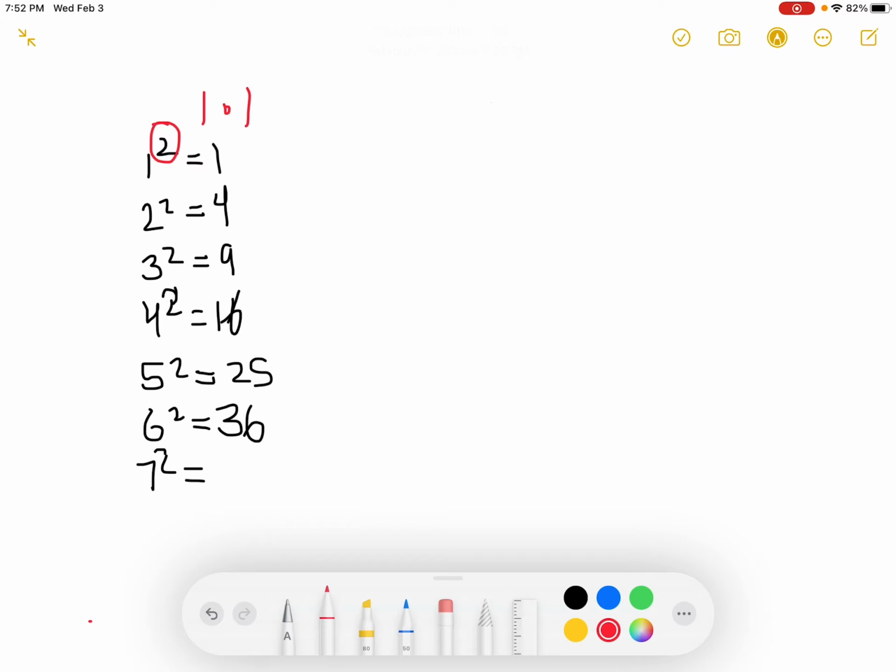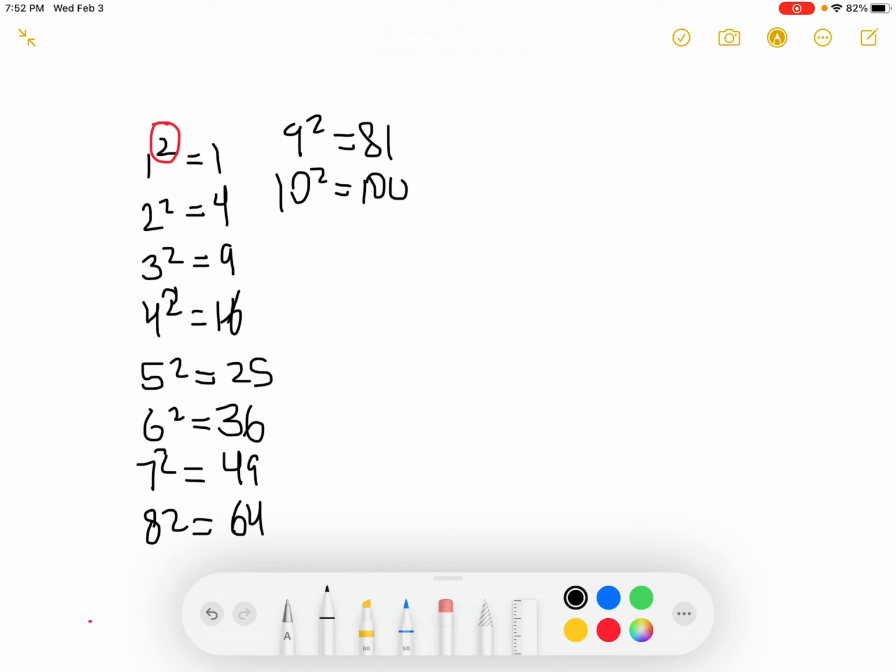So 1 times 1 is 1. 2 times 2 is, sorry, it's 4. Getting a little tired today, sorry about that. And you can see how that works. 7 squared is 49. 8 squared is 64. 9 squared is 81. 10 squared is 100. 11 squared is 121. And 12 squared is 144.